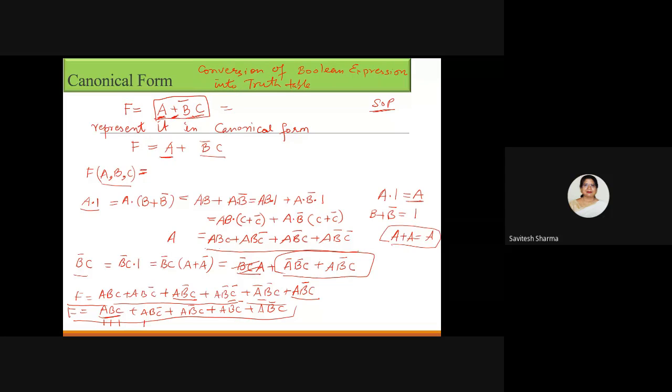Here A is 1, B is 1. If here C complement, you will write 0. If complement is coming, you will write 0. A is 1, B is 0, C is 1. A is 1, B is 0, C is 0. Because it is C complement. Here A complement means 0, B complement means 0, and C is 1. So you got 5 combinations, 1, 2, 3, 4, 5, for which your F will be 1.